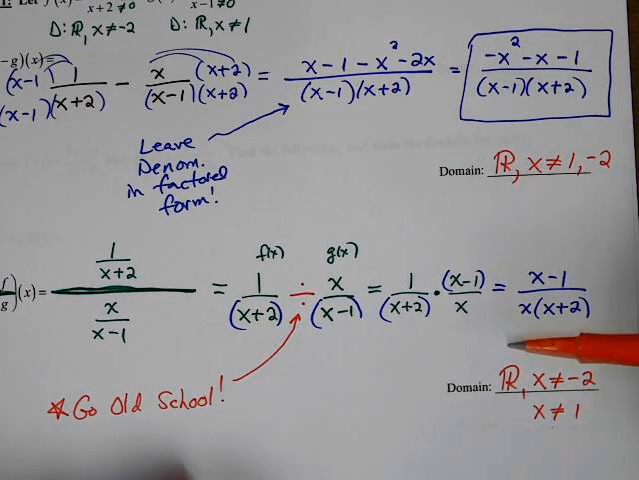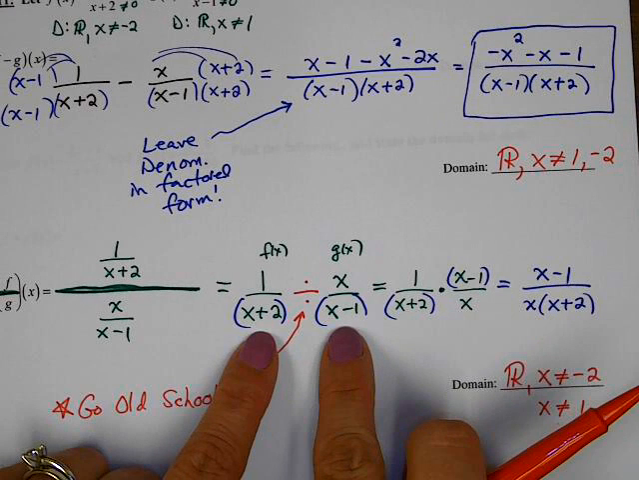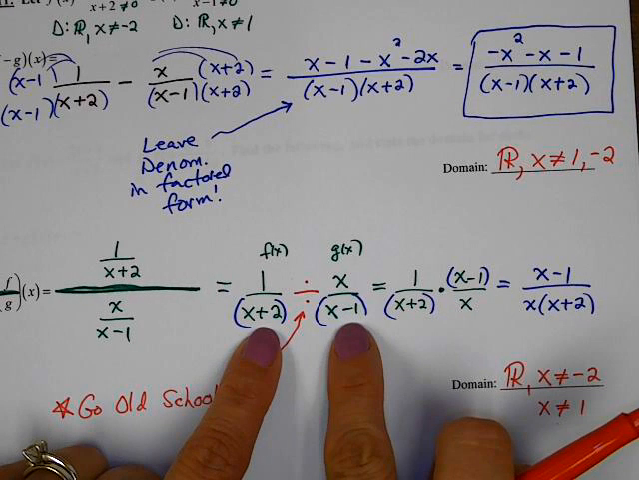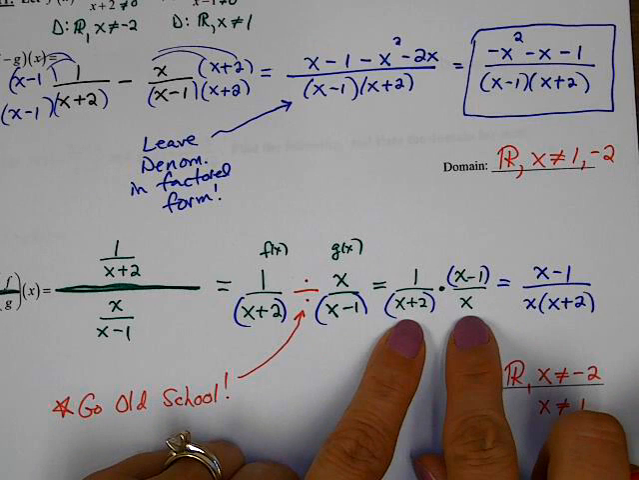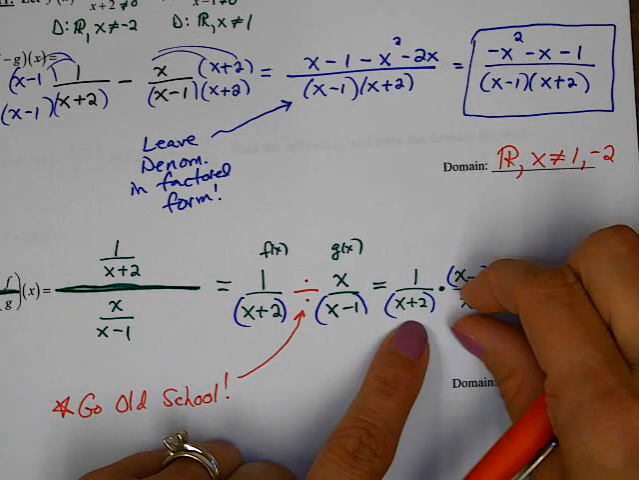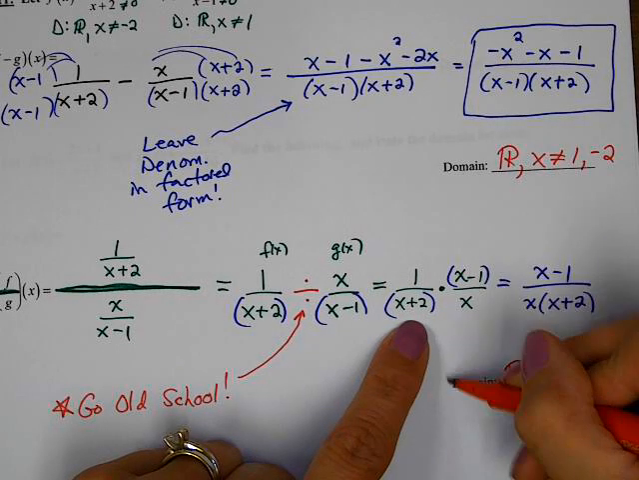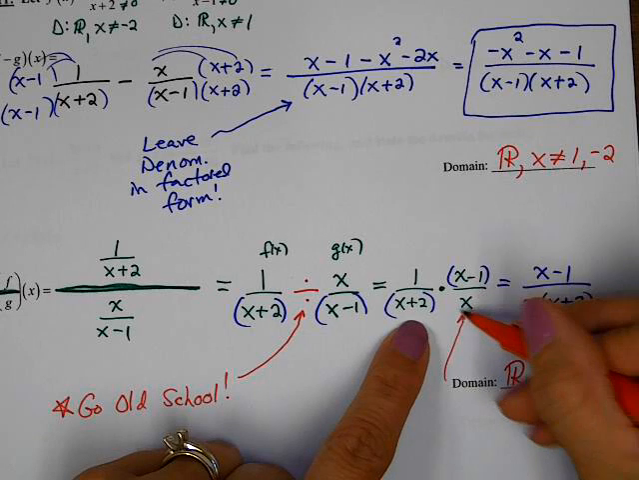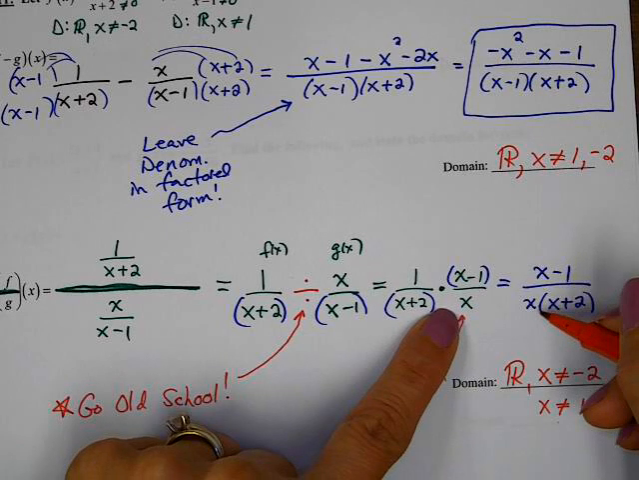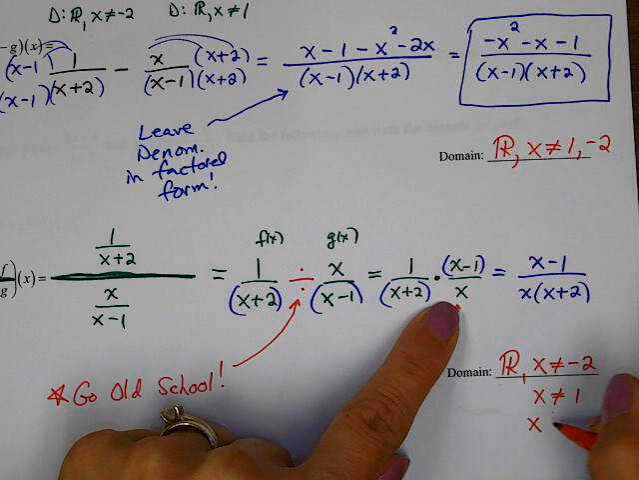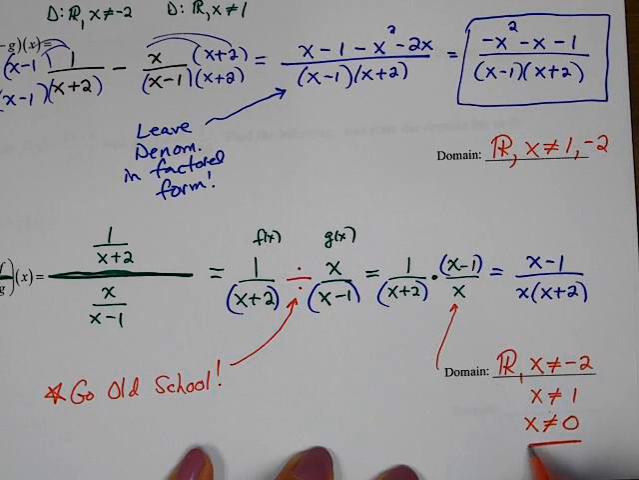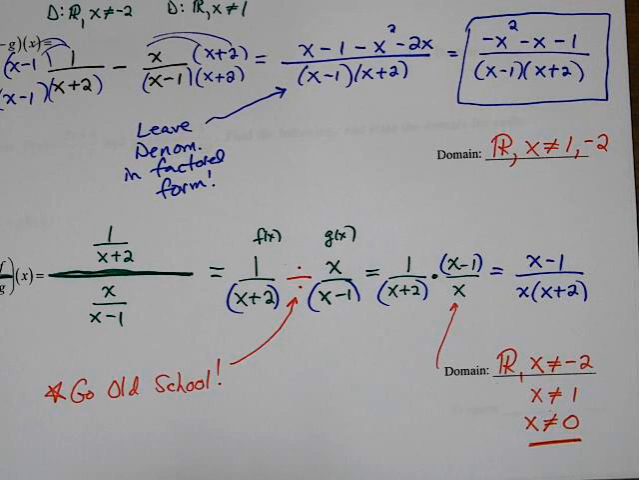Did anything else happen here? I have negative 2 and I have 1. Right here, look what happened when it flipped. Somebody went into the denominator. And now I have a third restriction: x cannot equal 0. That one got added because something went into the denominator.